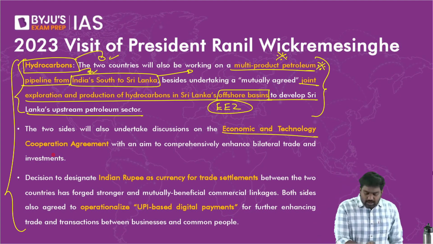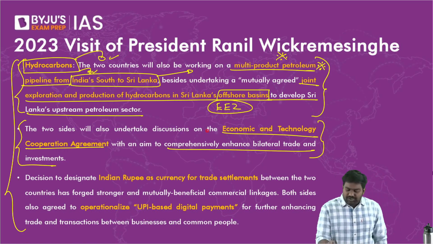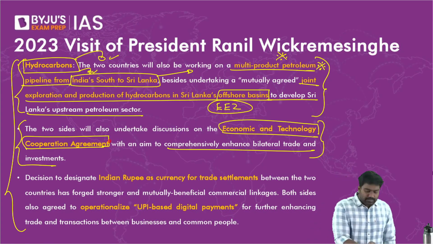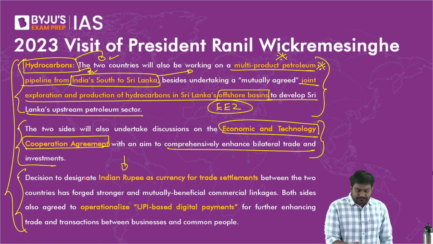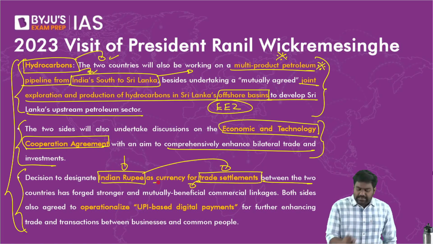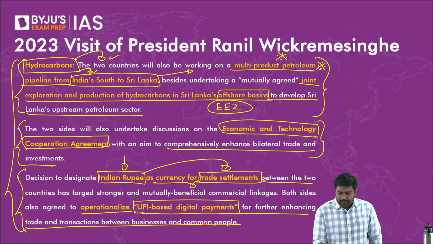They have signed an economic and technology cooperation agreement to improve trade, sharing of technology, improve economic relations. In the economic domain, the Indian rupee will be used for direct settlement of trade balance. Our UPI payment system will be operationalized in Sri Lanka.